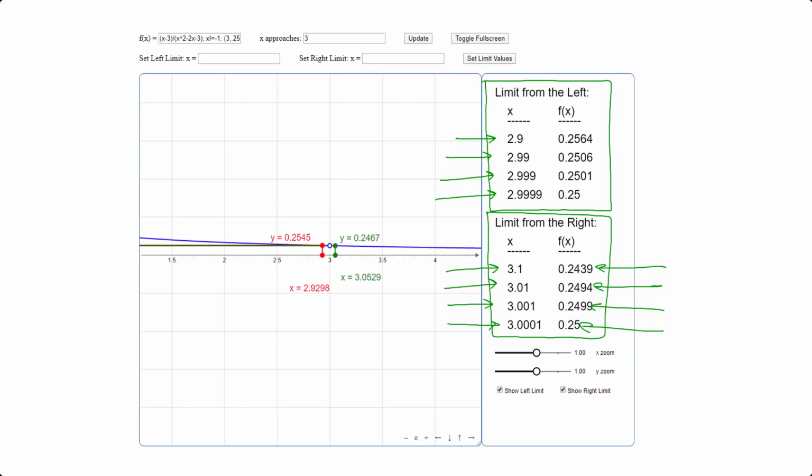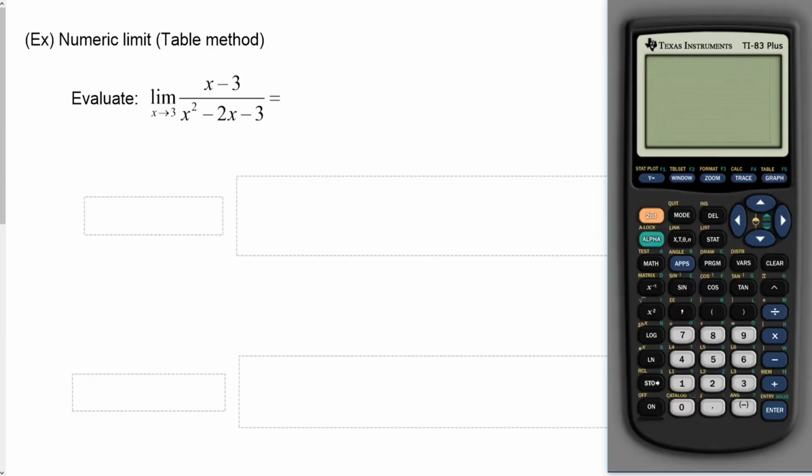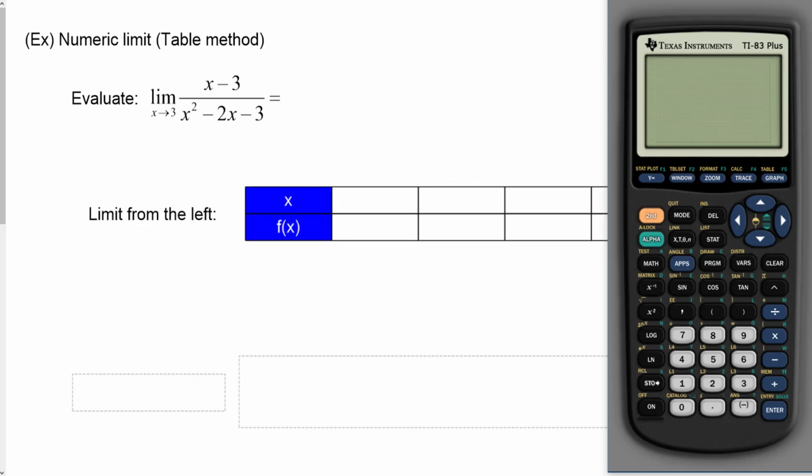How do we do this in the calculator? So let's bring up the calculator and learn how that's done. In order to do this in the calculator, what we have to do is basically set up our own table. So a limit from the left for our own table. We want to take values of x that are less than 3. So as we did in the program, 2.9, 2.99. We just want to let these continually increase up to 3, but we don't want to exceed 3. So we're just getting values that are getting closer and closer to 3, but not exceeding 3.